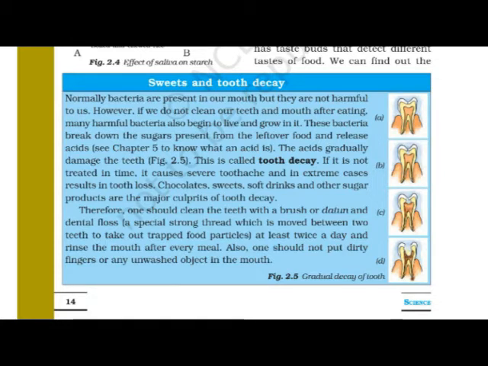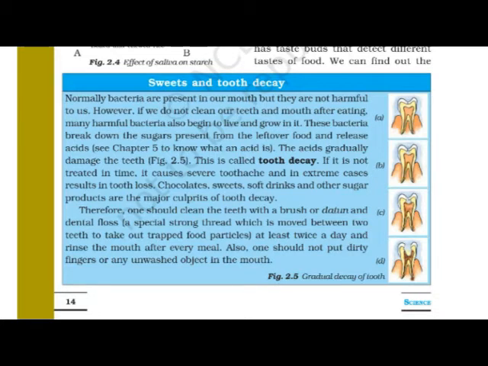Therefore one should clean the teeth with a brush or datun and dental floss, a special strong thread which is moved between the two teeth to take out the trapped food particles, at least twice a day, and rinse the mouth after every meal. If you don't want to damage your teeth, or if you want to keep your teeth and mouth healthy, then everyone should clean the teeth with brush or datun and dental floss.